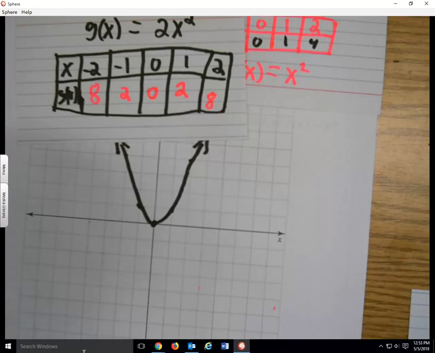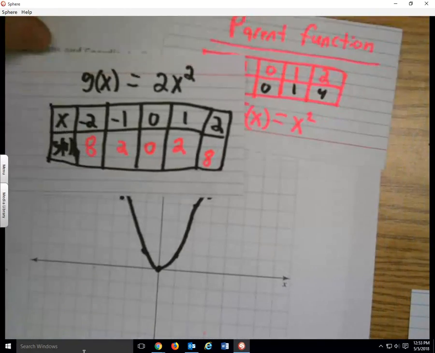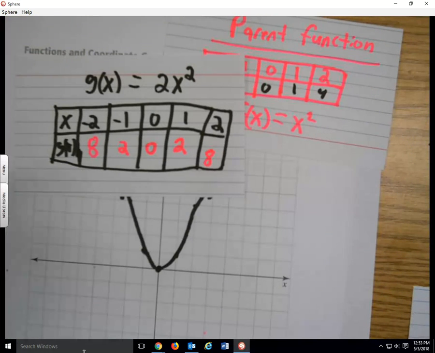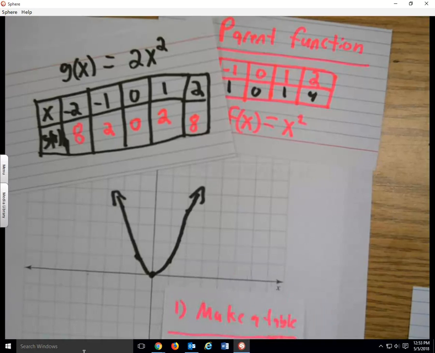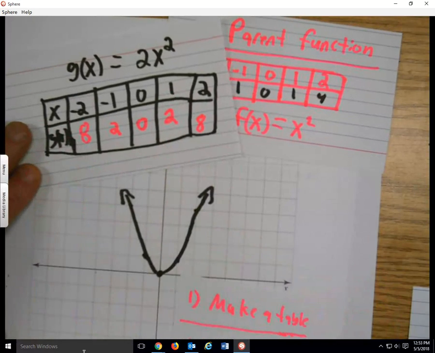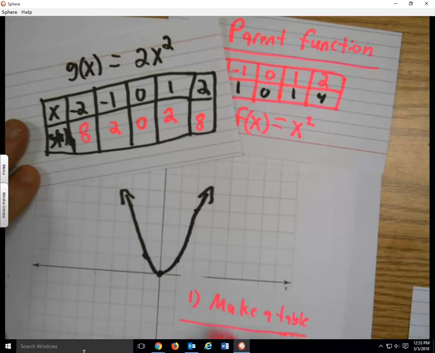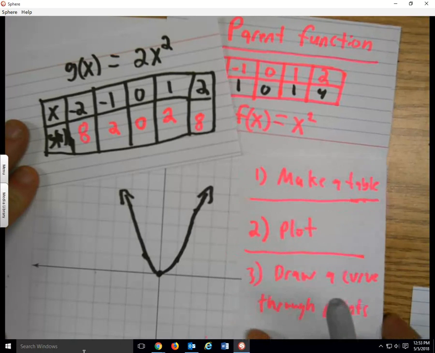And I want to show you basically what I did here, okay? Because the steps here are going to be the same all the way throughout. Every time you graph, you're going to do these steps, which you should definitely write down. You're going to make a table, which is what I did. You're going to plot, which is what I'm about to do. And you're going to draw a curve smoothly through the points, okay? So these are the steps that we need to do. I'll try to keep these to the side.